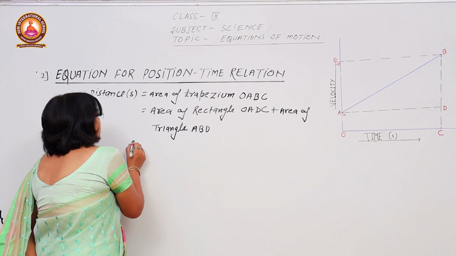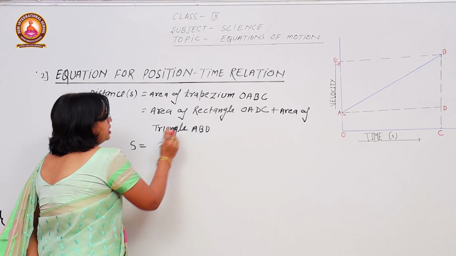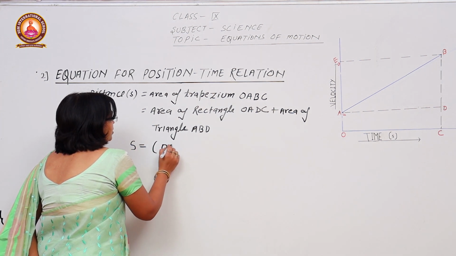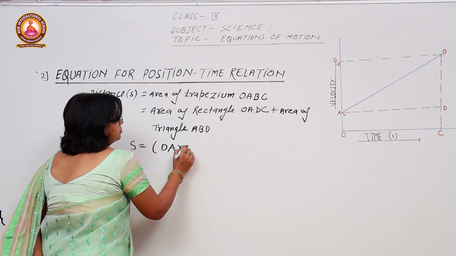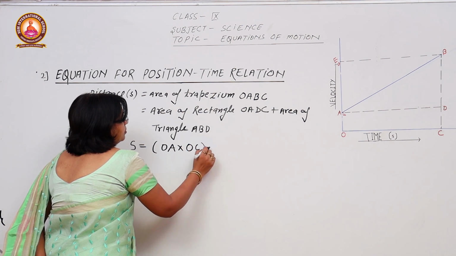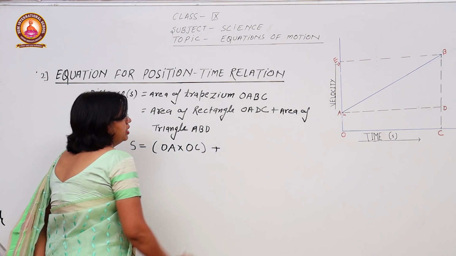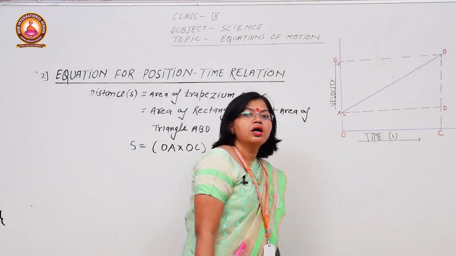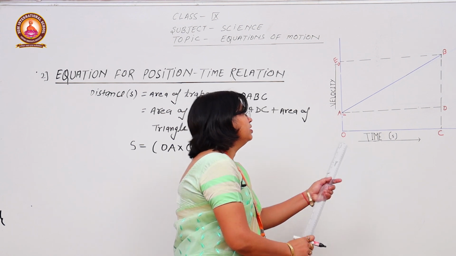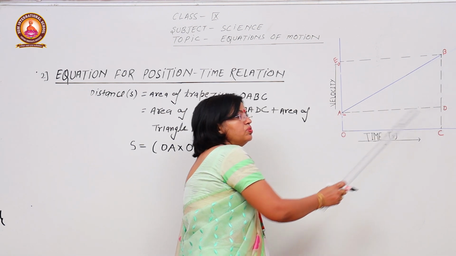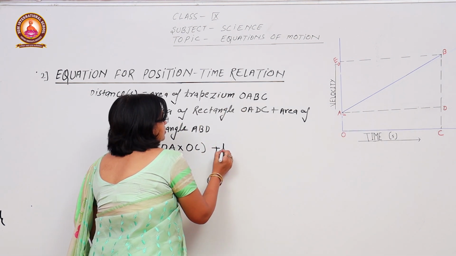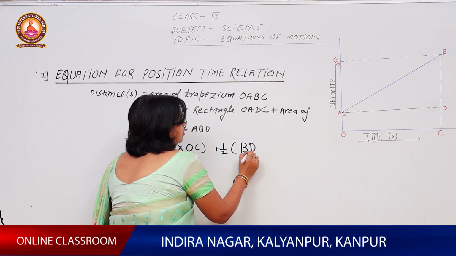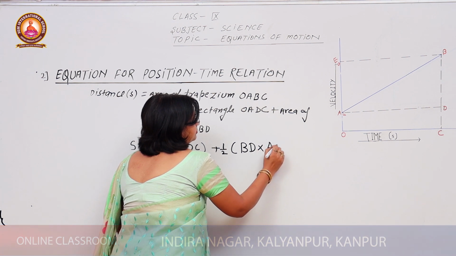We can write down s is equal to the area of the rectangle, that is OA into OC, plus the area of triangle ABD, that is half base into height, then half BD into AD.